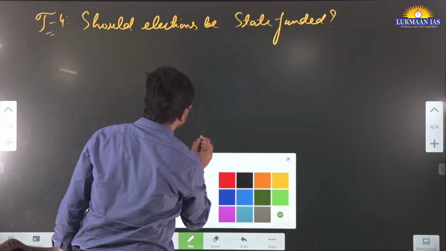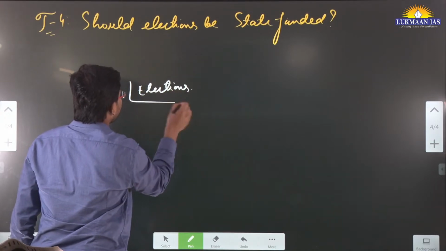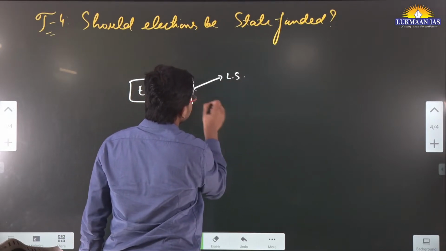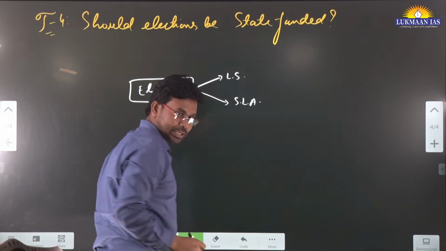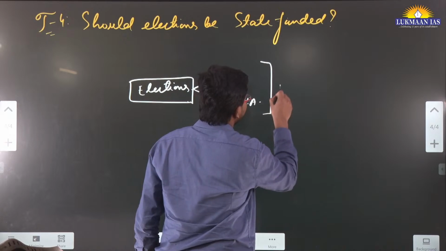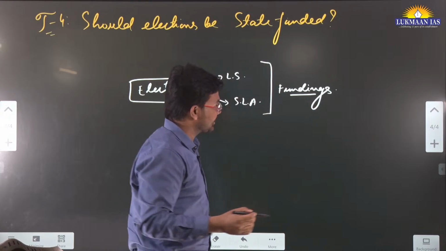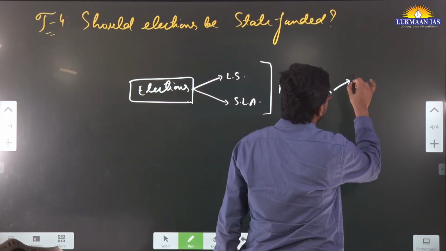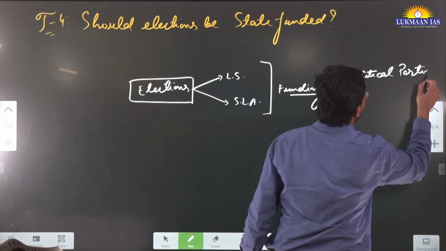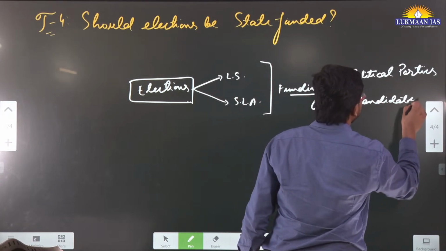Now let us understand this particular case. So when we talk about elections, here we are talking about two things. One is Lok Sabha elections, the other is state legislative assembly elections. Presently what is happening is that the election expenditure is borne by the political parties in India, and it is borne by the candidates.